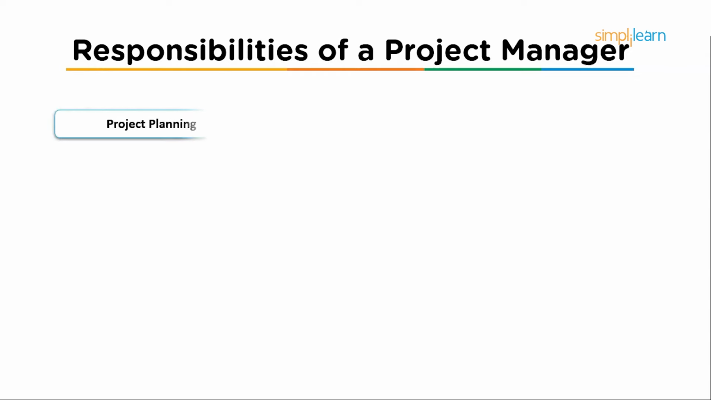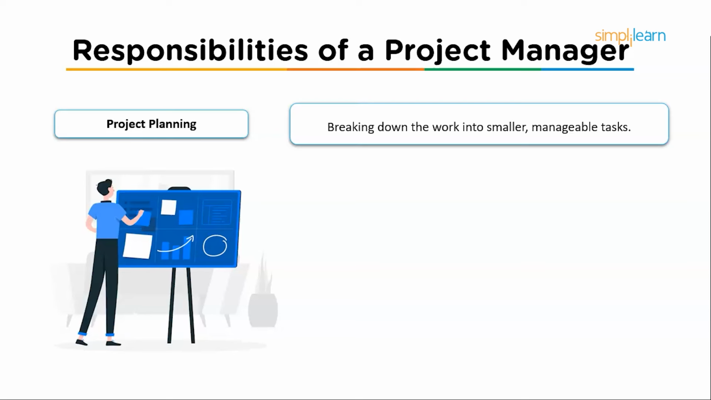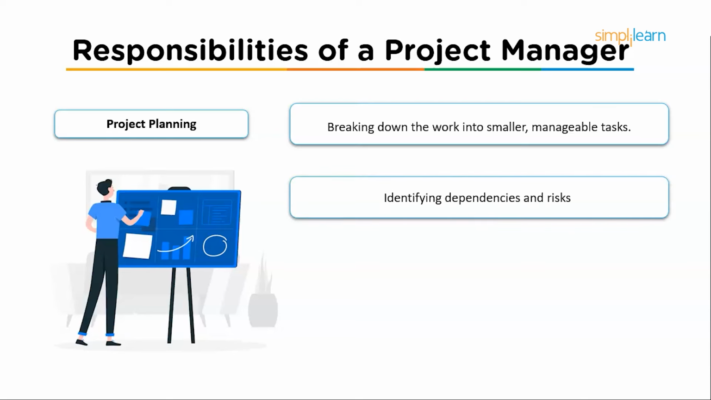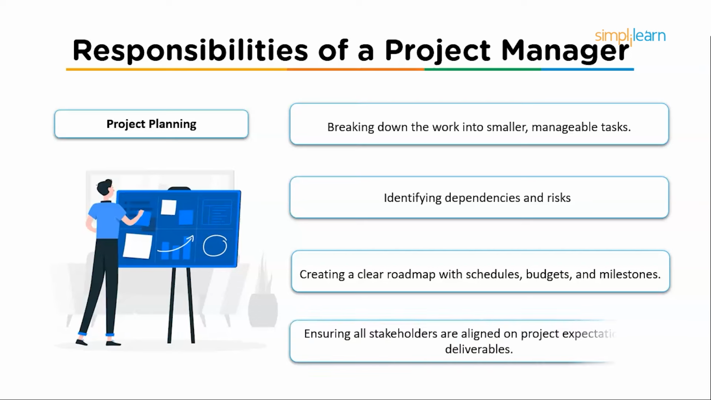The first is project planning. Before a project begins, a project manager defines the scope, objectives, and the key tasks required to achieve success. This involves breaking down the work into smaller, manageable tasks. Second is identifying dependencies and risks. Third is creating a clear roadmap with schedules, budgets, and milestones. And the fourth one is ensuring that all stakeholders are aligned on project expectations and deliverables. A well managed project lays the foundation for efficient execution and helps in avoiding last minute surprises.